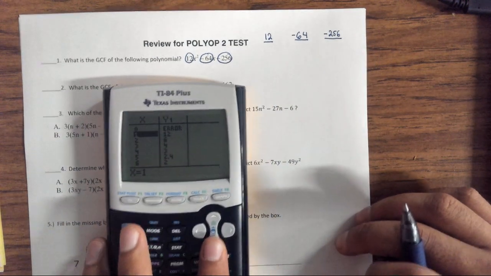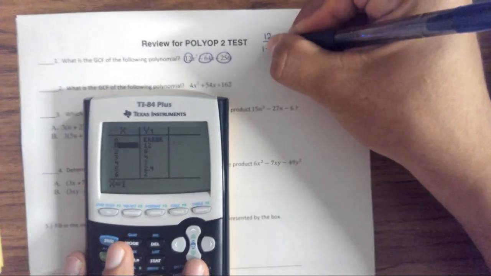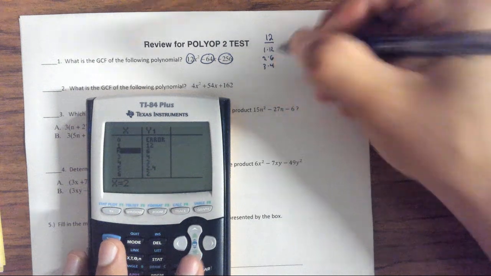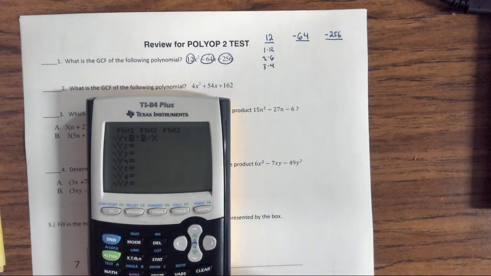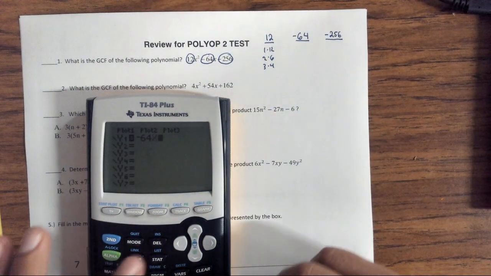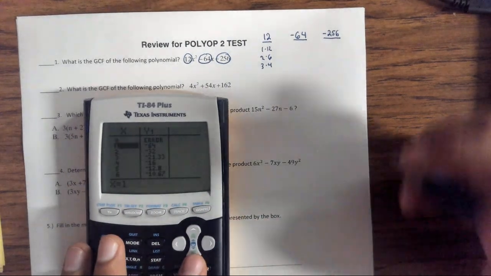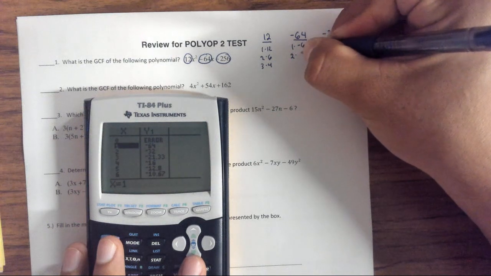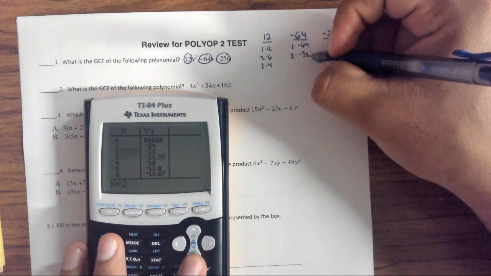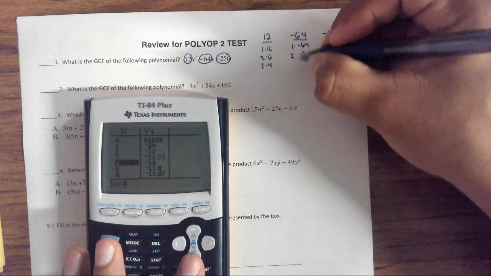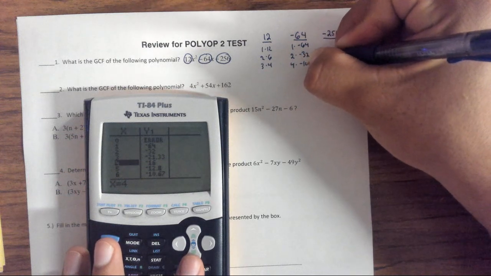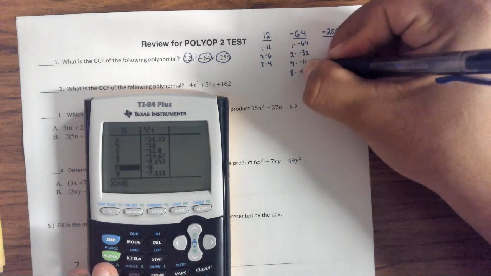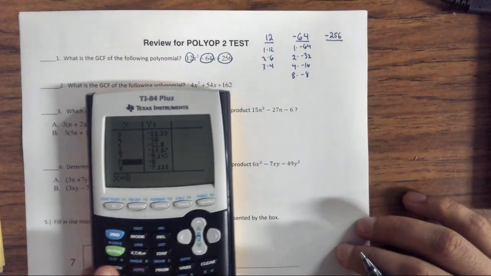So, for example, for 12, my factors are 1 and 12, 2 and 6, 3 and 4. I then do my next number. Next number is negative 64. This one is 1 and negative 64, 2 and negative 32, 4 and negative 16, and 8 and negative 8.